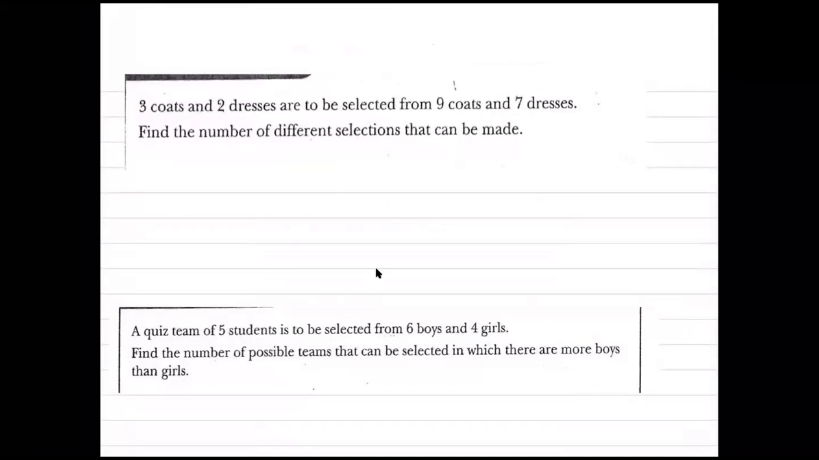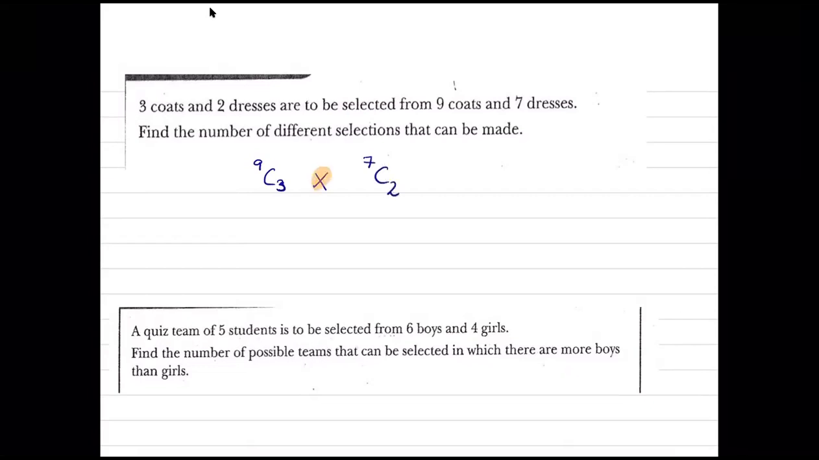3 coats and 2 dresses are to be selected from 9 coats and 7 dresses. Find the number of different selections that can be made. So what do you think? Would it be 9C3 into 7C2? Yes. Out of the 9 coats, I just need 3. I need to choose 3 coats, and simultaneously, from the 7 dresses, I need to choose 2 dresses.